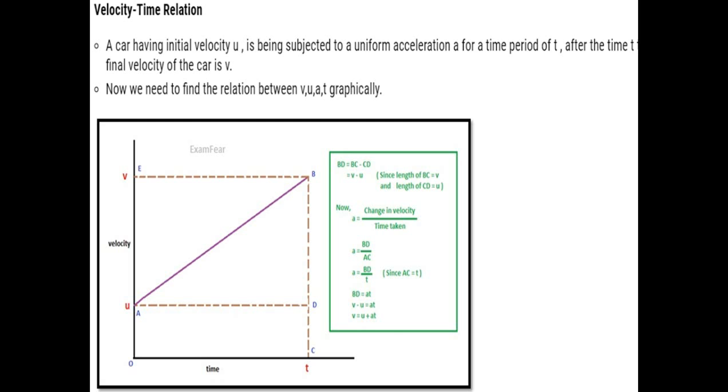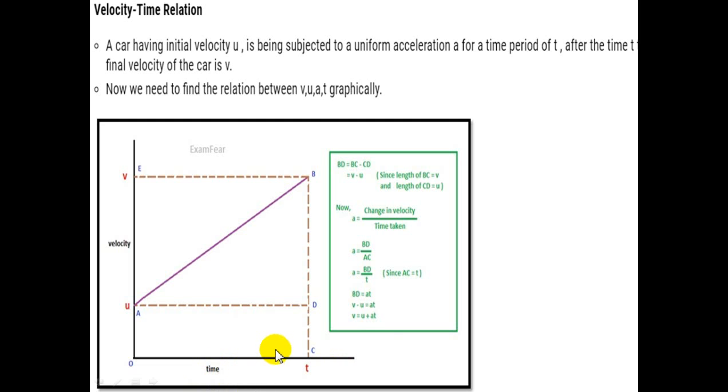First is the velocity time relation, which is the first equation. We already saw in the previous video how the equation shows the relation between velocity and time. So let's see it through the graph. Suppose this is a velocity time graph, where the x-axis is showing velocity while the y-axis is showing time.